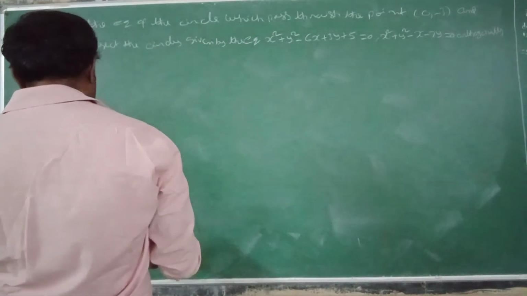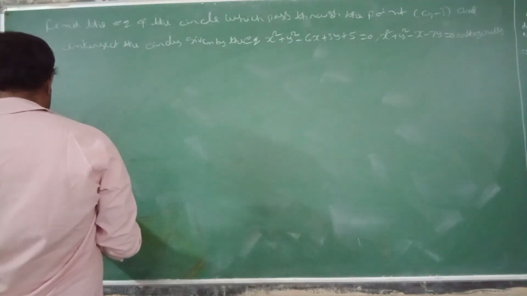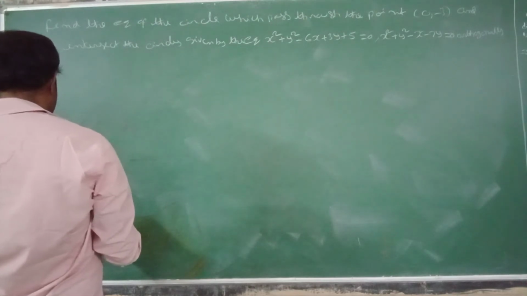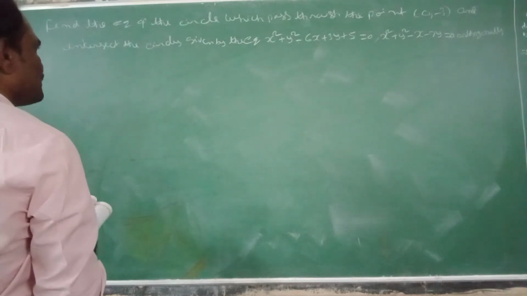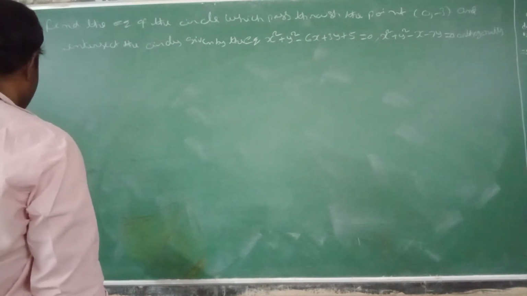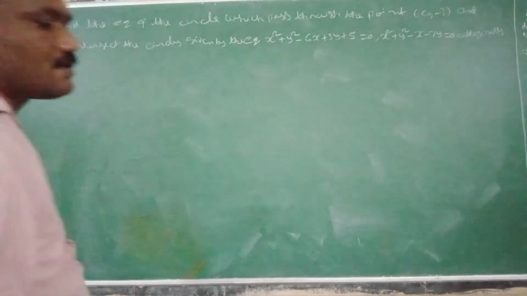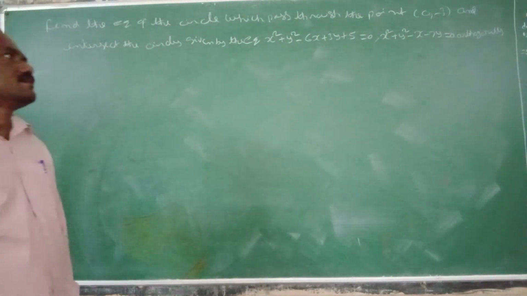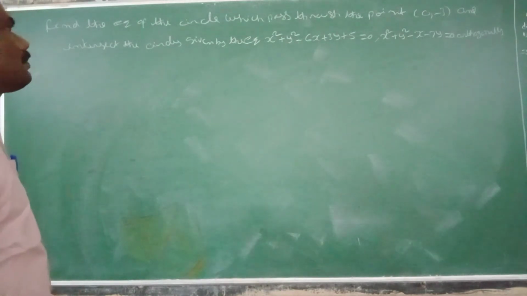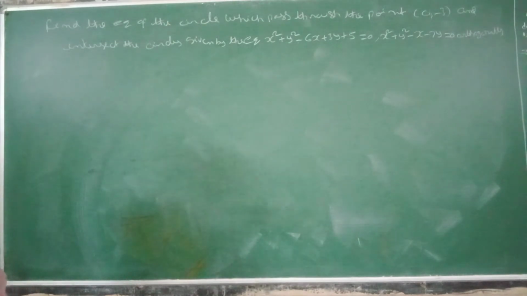Find the equation of the circle which passes through the point 0 comma minus 3 and cuts the circles given by the equations x square plus y square minus 6x plus 3y plus 5 is equal to 0 and x square plus y square minus x minus 7y is equal to 0. In the previous problem, the required circle was passing through the origin. Particularly in this problem, the required circle is passing through the point 0 comma minus 3.